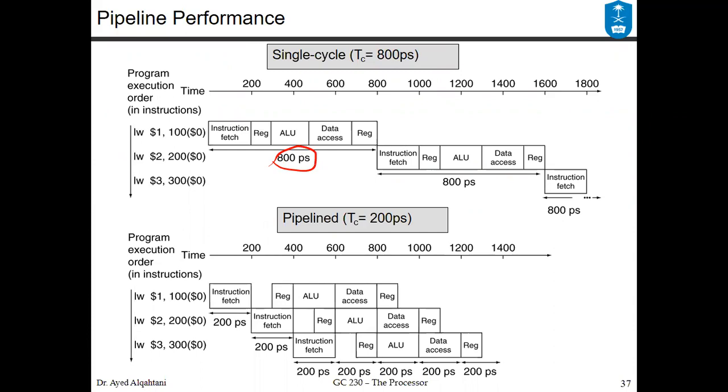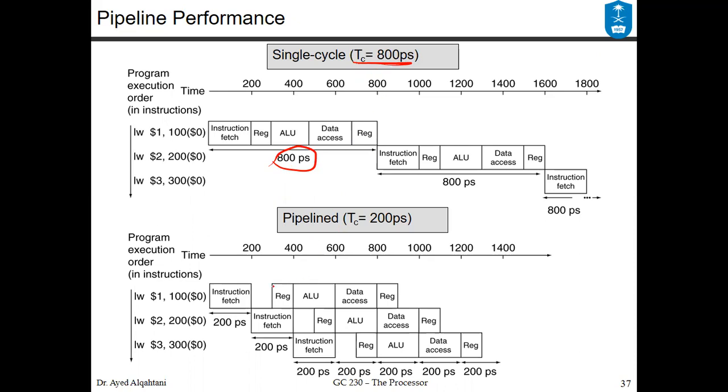So it's quite easy to find the cycle time for the non-pipeline version. Look for the critical instruction that has the critical path, which is usually the load, and calculate how much you spend for each stage: fetch, decode, execute, memory, and write back. Add them together, and we found that they are 800. That's it.